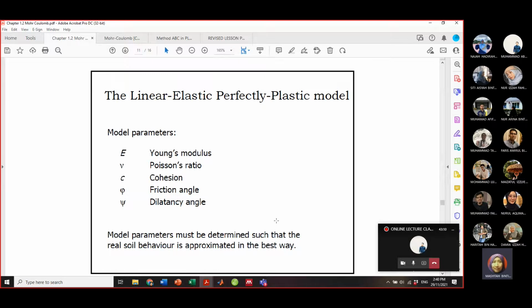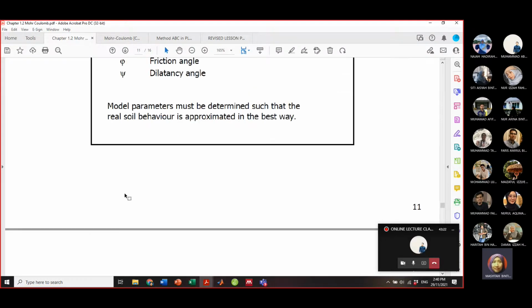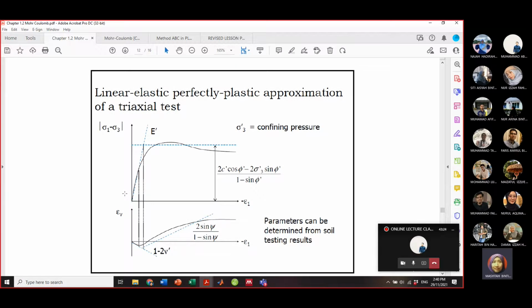So dalam 5 parameters ni kita boleh dapatkan daripada eksperimen lah. Yang terbaik tu you conduct eksperimen, kemudian you plot graph dia, you keluarkan what is the E, Poisson ratio, what is the c, phi dan juga dilatancy angle. So yang ni yang dia cuba sampaikan lah, kalau you ada real testing result, and then this is how you can get the effective Young modulus at the tangent of the linear line, and then the dilatancy angle.